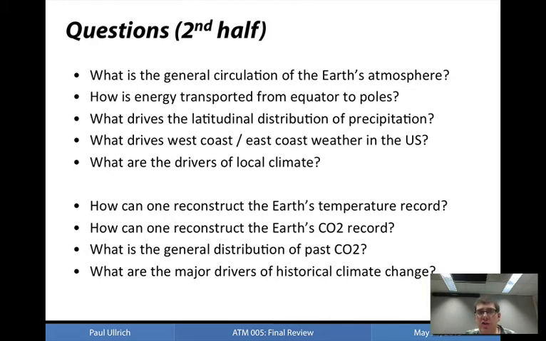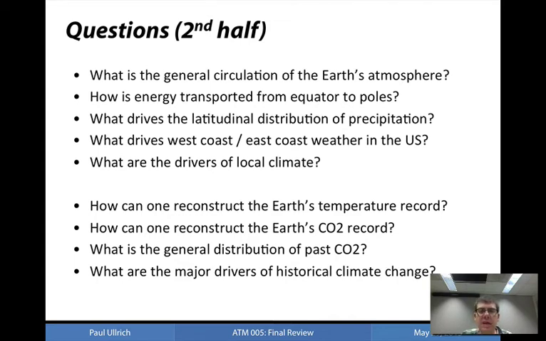There are various other drivers of local climate, including topography, how far inland it is located, closeness to the ocean, and local sea surface temperatures at those locations. We discussed in paleoclimate different ways one can reconstruct the Earth's temperature record, the primary mechanism being the usage of benthic delta 18O. That is, differences in oxygen isotopes observed from shells and fossil records from the underlying ocean.